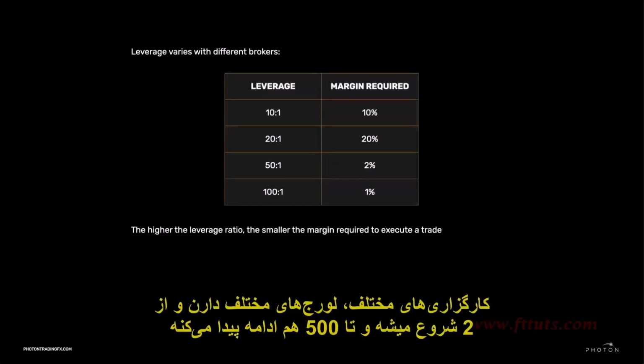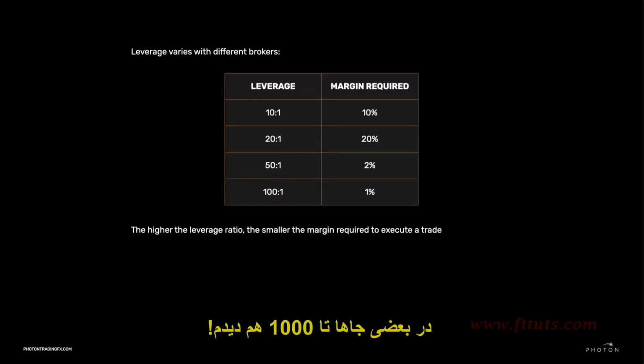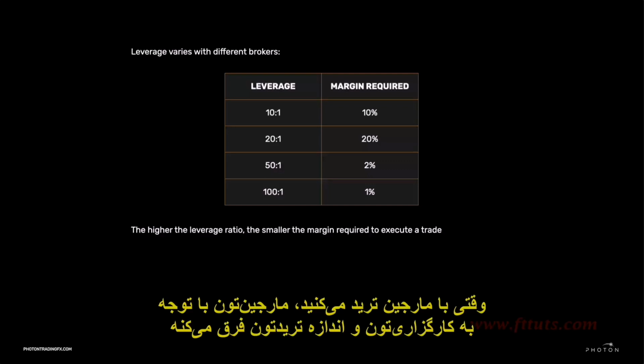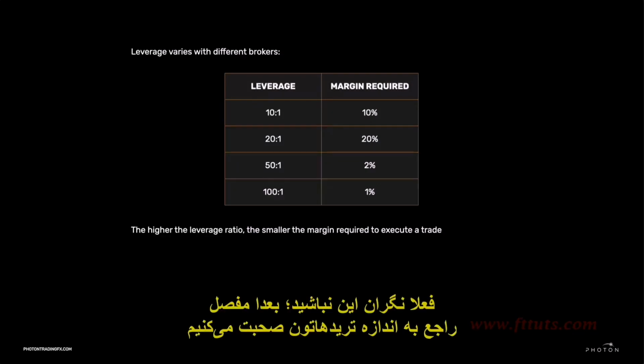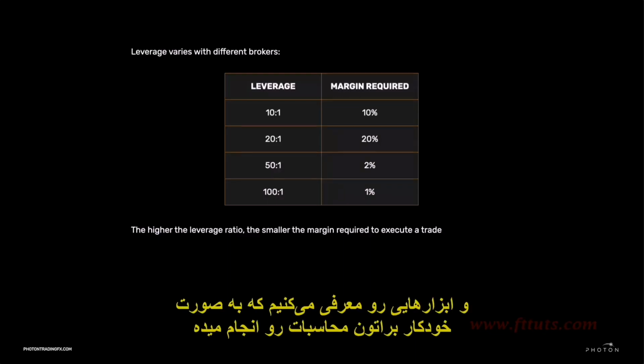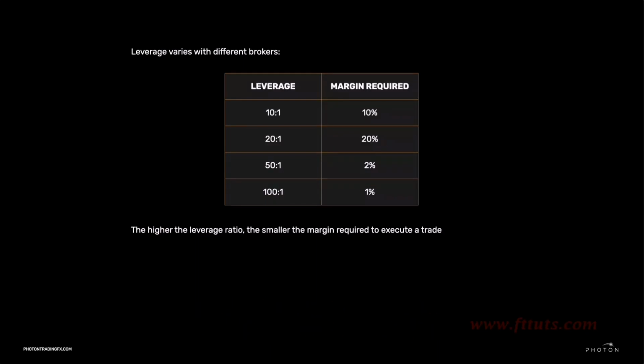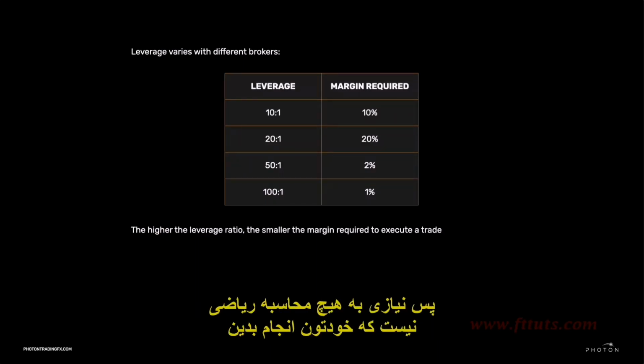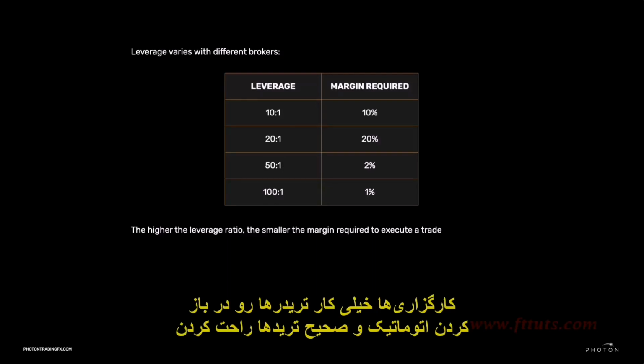Now, leverage varies dramatically with different brokers, ranging anywhere from 2-to-1 all the way up to 500-to-1. In some cases, I've even seen 1,000-to-1. Now, when you're trading with margin, your margin requirement will change depending on your broker and how large your trade size is. Don't worry about this right now, because we're going to cover in depth exactly how to position size your trades and the tools that we use to quickly and automatically calculate everything. So there's practically no math calculations that you have to perform yourself. The brokerage platforms make it extremely simple for us to execute our trades correctly and pretty much automatically.